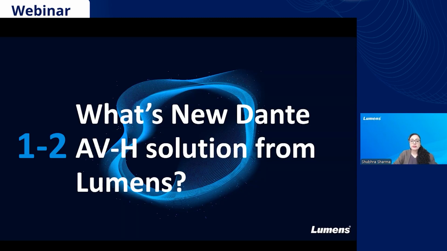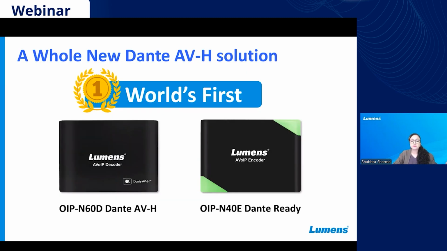So what's new in the AV-H solution from Lumens? The biggest update for us to share with you is that we are the world's first to launch an OIP series supporting Dante. We have 2 categories. One is the OIP N60D, which is a decoder supporting Dante AV-H. That means Dante is inbuilt by default. The parallel one is the OIP N40E, which is an encoder that is Dante ready.